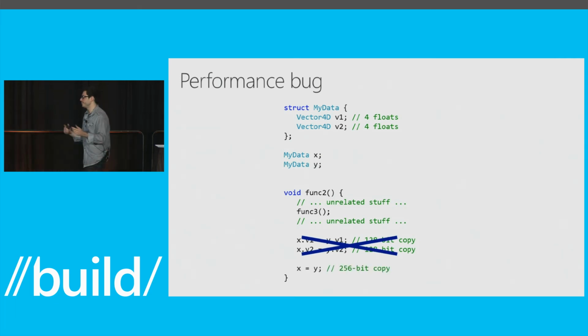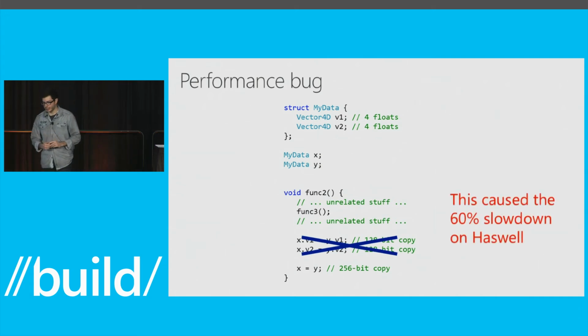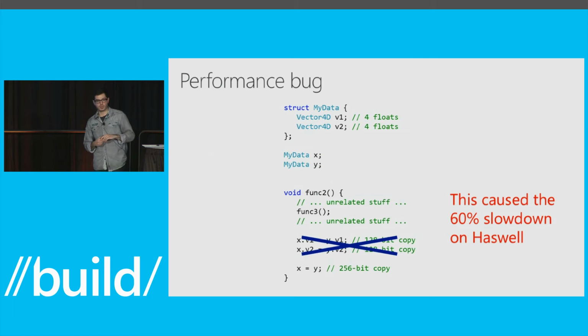I went through the code and dug into this and found that this was the thing that was making the code run 60% slower. What's really interesting is it only ran 60% slower on Haswell. There were no performance problems doing it on Sandy Bridge. There were no performance problems doing it on AMD machines. That's kind of weird. And this is going to get the juices flowing when we think about what it means to reason about performance on super modern processors.